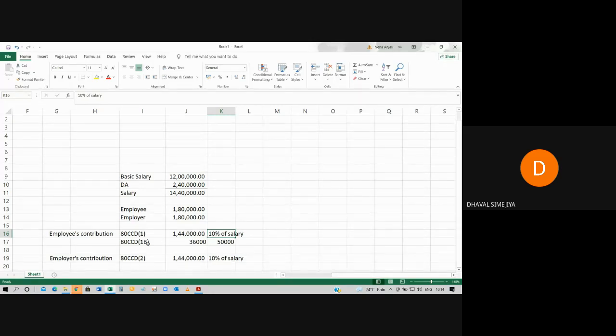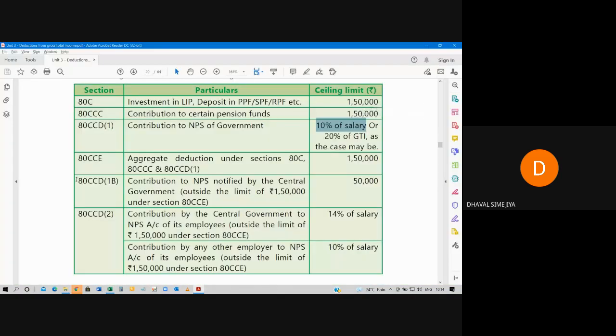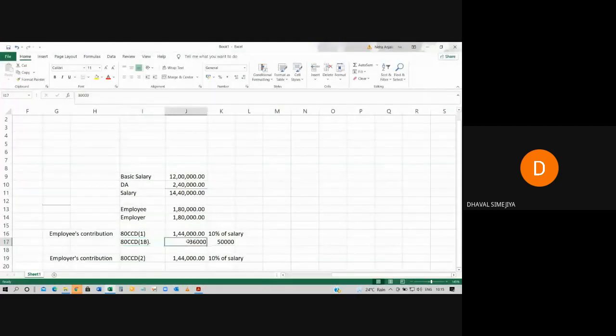Sir, 80CCD 1B, 50,000 limit is there. Section 80CCD, subsection 1B. So 50,000 rupees. So that's why 50,000.